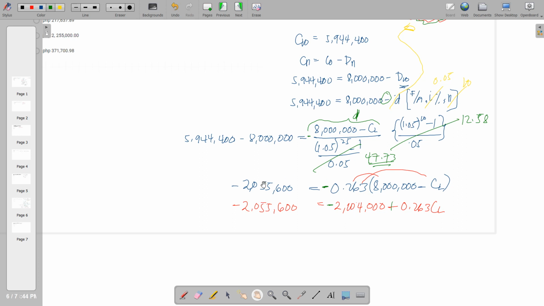So pag transpose niya yan, 2,104,000 minus 2,055,600, that is equivalent to 48,400. Okay, so is equal to 0.263 of the salvage value.